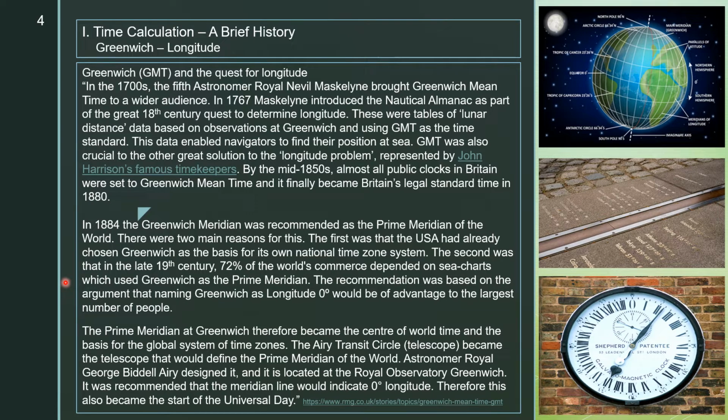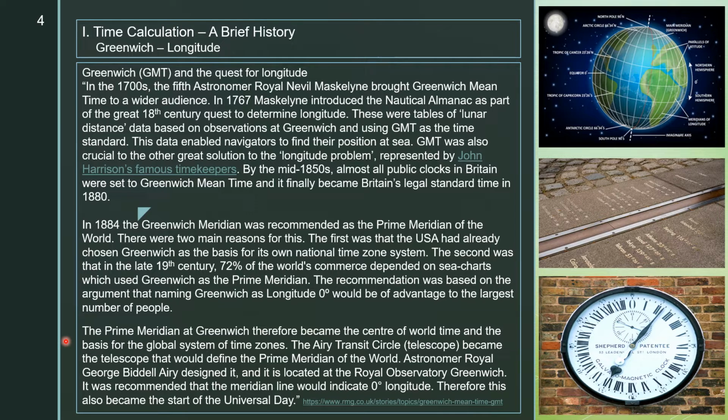The recommendation was based on the argument that naming Greenwich as longitude 0 degrees would be of advantage to the largest number of people. The prime meridian at Greenwich, therefore, became the center of the world time and the basis for the global system of time zones.